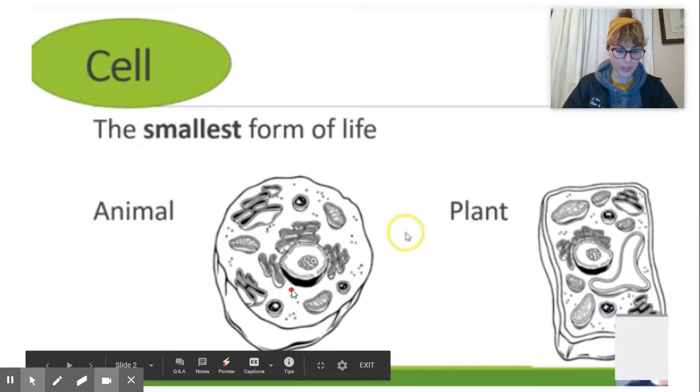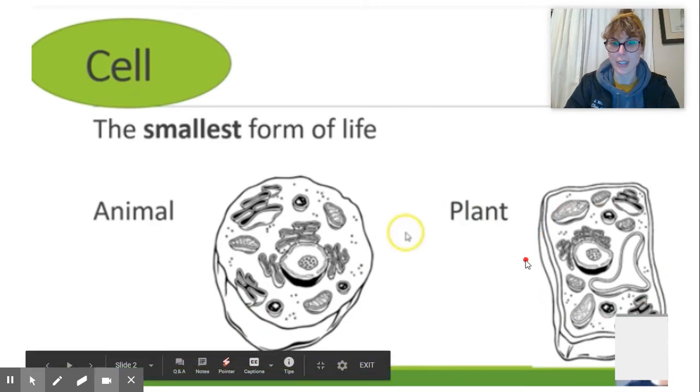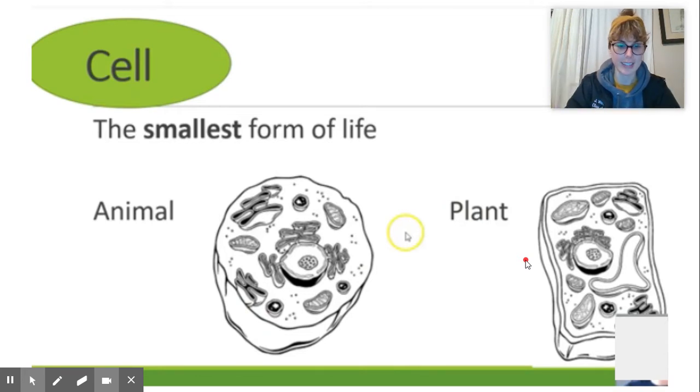So, first, let's remember that we're going from the least complex to the most complex. So if we start at the cell, it is the smallest, least complex form of life. Not to say that it's not extremely complex in terms of what's going on there. So it's the smallest form of life. And we can find them in two major categories, including animal cells, which you and me are made out of, and plant cells, which are a huge component of the biosphere or the sphere of all living things.